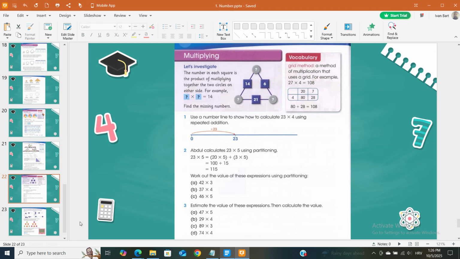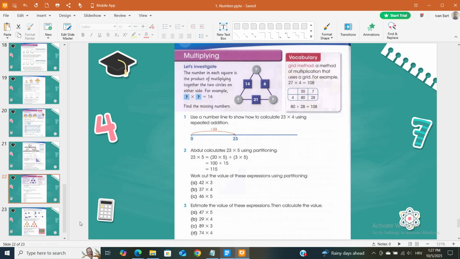Together the two circles on 14, 6, 108, either side. For example, 27, ?, x, equals 14. Find the missing numbers. 1. 80 plus 28, 108. Use a number line to show how to calculate 23 by 4 using repeated addition. 0, plus 23, 23.